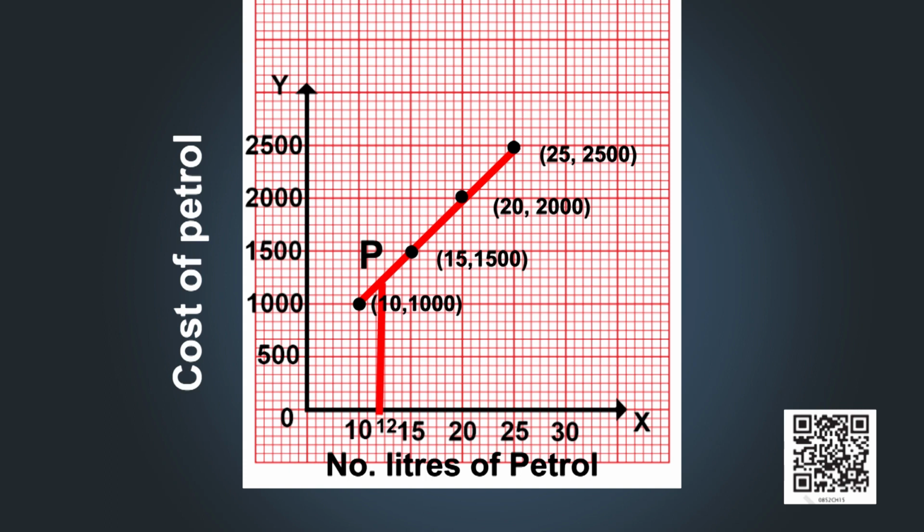From P, take a horizontal line to meet the y-axis. This meeting point provides the cost of petrol when 12 liters of petrol is bought. The cost of petrol is 1200 rupees. This way we can find the unknown quantity using the linear graphs. We will solve another problem to understand the situation better.